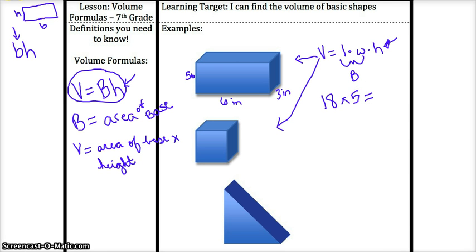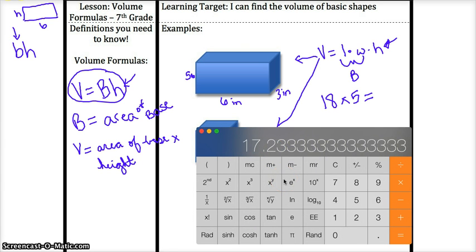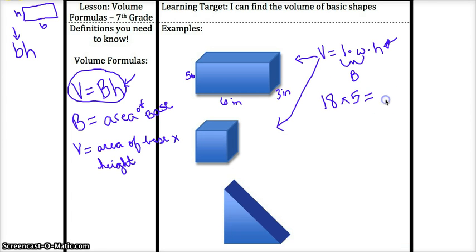I believe that gives me 90. I'm just going to double check. 18 times 5 gives us 90. Okay, so 90 is our final answer once we finish multiplying.